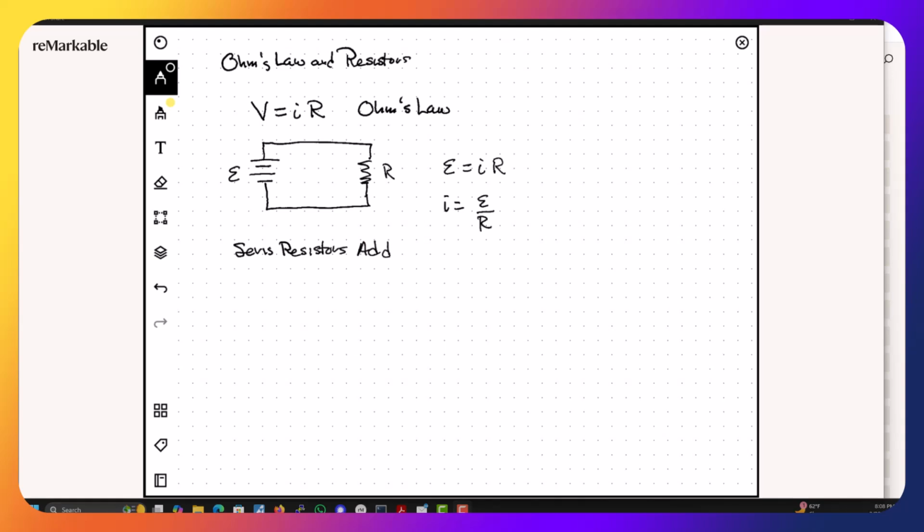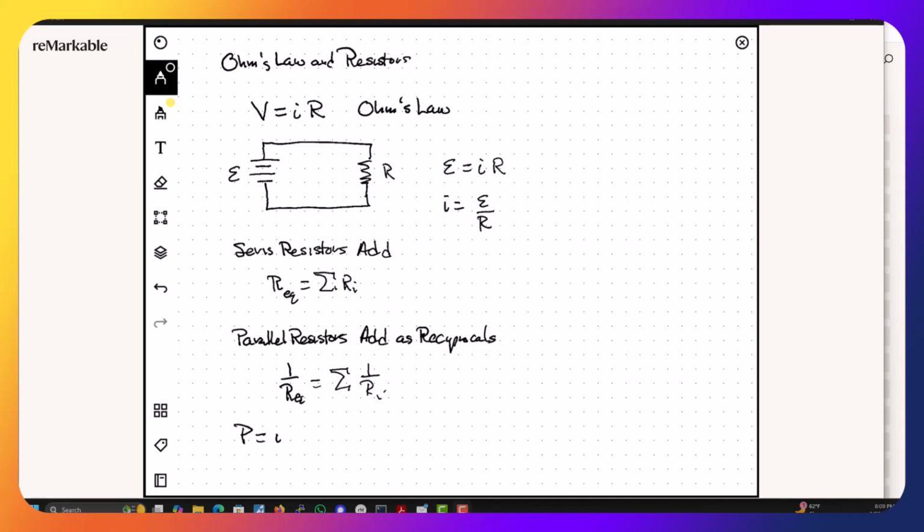add. So R equivalent is the sum of all the resistors, just add them up. And parallel resistors add as reciprocals. One over R equivalent is the sum of 1 over Ri. We also talked about power, I squared R.